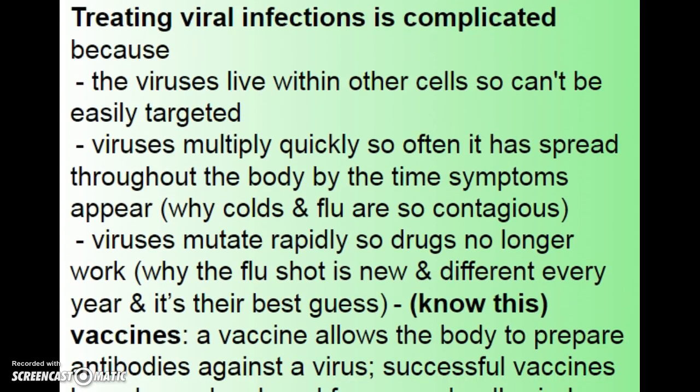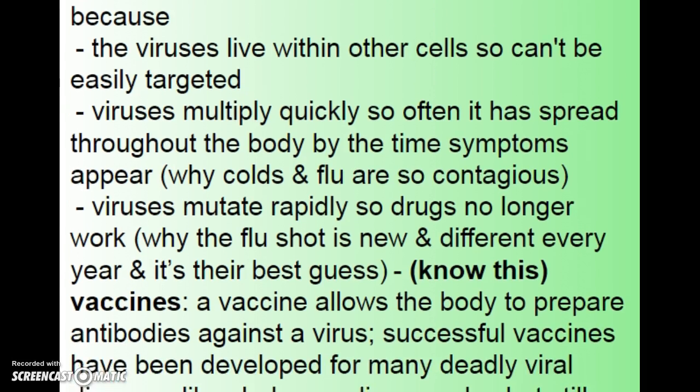So how do we treat viral infections? Well, it's complex for a number of reasons. First of all, the viruses live within other cells, so they can't be easily targeted because you're not sure who the host cells are, and also you don't necessarily want to destroy the host cells. They also multiply quickly, so it's often spread throughout the body or even spread to other people by the time any symptoms appear, which is why things like cold and flu are so contagious.